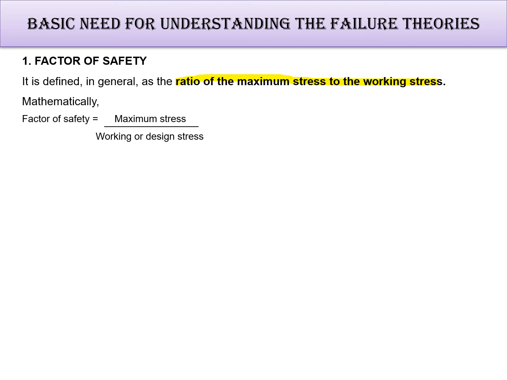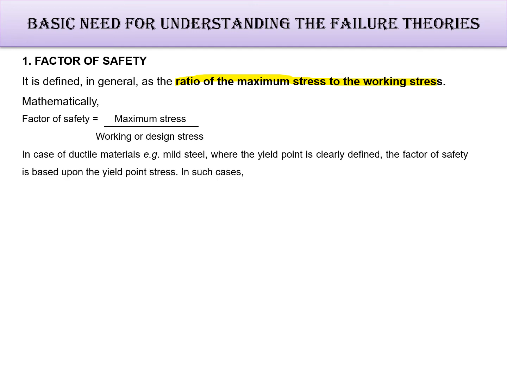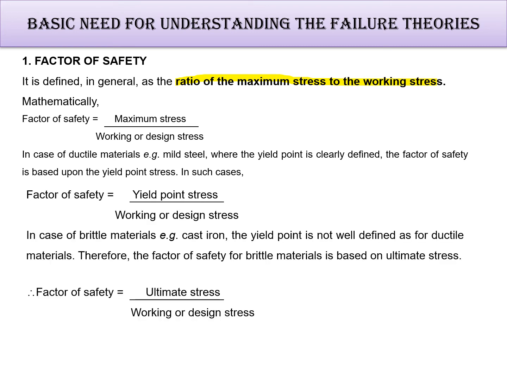Suppose at 100 megapascal the material is going to have a crack generation in it. If we have taken a design stress of 50, then 100 divided by 50 gives us a factor of safety of 2. That means a double factor of safety we have considered, so even if a sudden load is applied, the design will be safe. This is how the factor of safety works. In ductile material, that is mild steel, we use the yield point, and for brittle materials we use the ultimate tensile stress. So I think you have understood the factor of safety now.